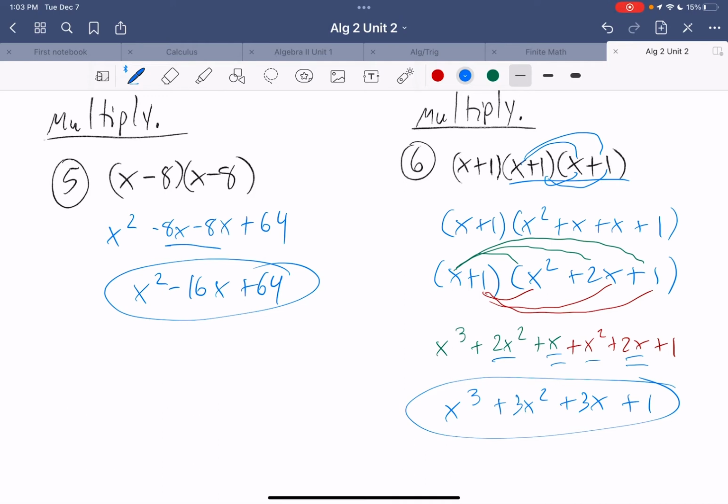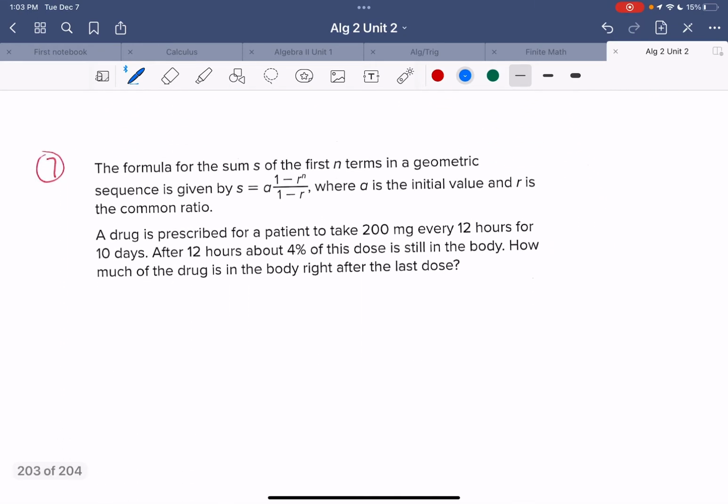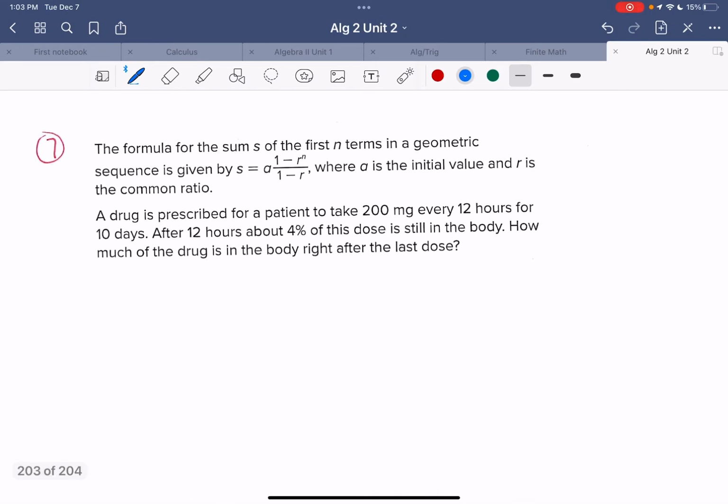All right, number 7. Number 7 is just plugging the numbers into the formula and then getting an answer. So we're starting off with 200 milligrams every day. So that would be my starting amount, 200. And then it's 1 minus, and there's 4% left. So it's only 4% of the original. So that means you're multiplying by 0.04. Right? So if we have 200 and we have 4% of it, we multiply by 4%. So it's just a little fraction of it.